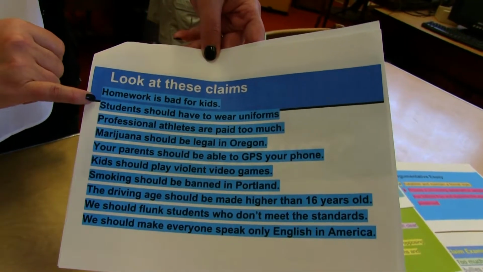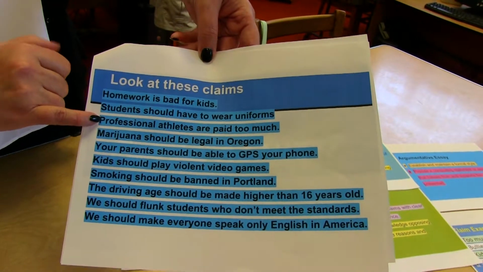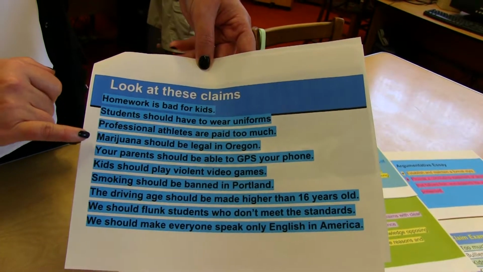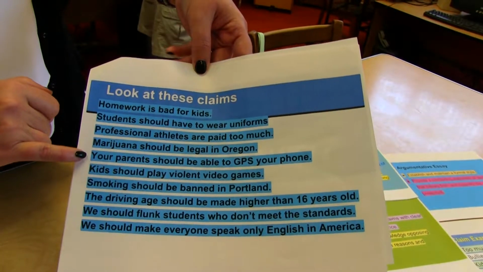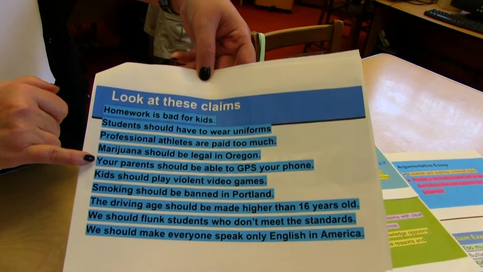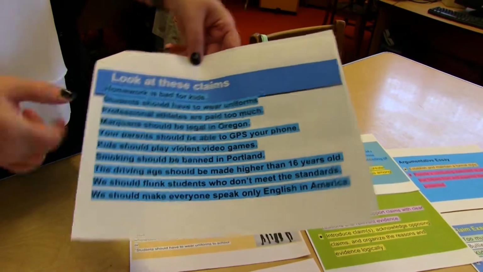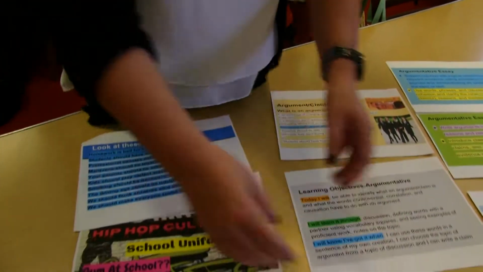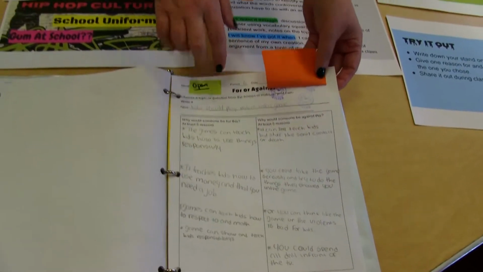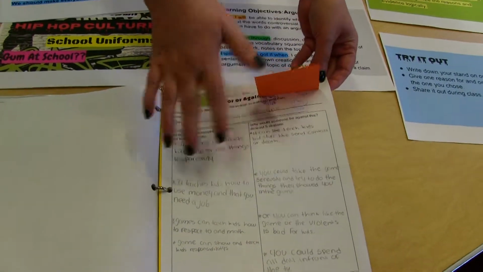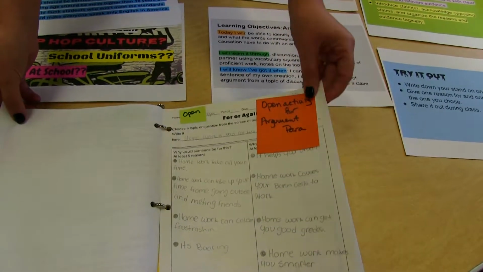Homework is bad for kids. Students should have to wear uniforms. Professional athletes get paid too much, because it was during the NBA finals or semifinals. Marijuana should be legal. Your parents should be able to GPS your phone. So you get a lot of takers on that? We got a lot of takers. And that's how we made this for and against partner work. So they chose one, and they used their iPads to look up information on the topics that they chose.